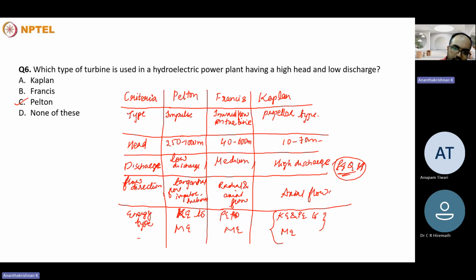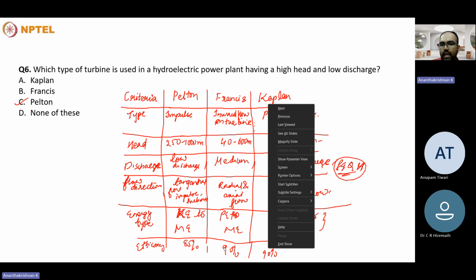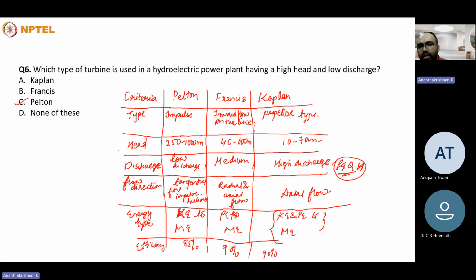And efficiency, normally it's about 85%, and here it is 90% and 90%. So that gives an overall idea of which type of turbine is used in which cases, or what kind of input parameters are required for efficient working of one of these turbines.